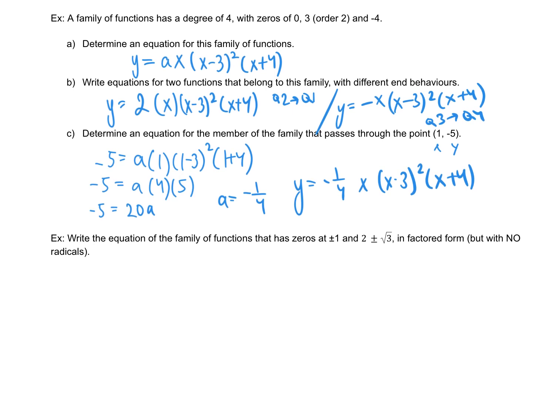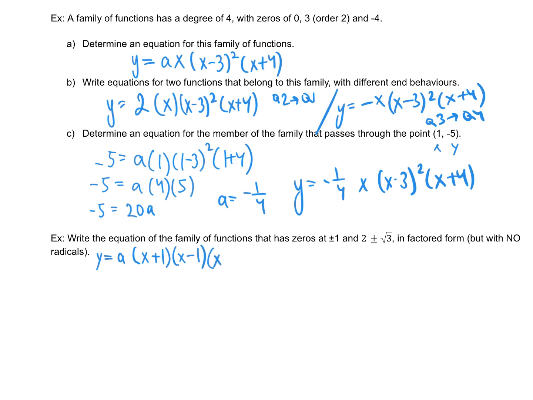Write the equation of the family of functions that has zeros at +1 and -1 and 2 plus or minus root 3 in factored form, but with no radicals. Okay, so let's begin. y equals a, because we're doing a family member. My zeros are plus or minus 1, so if the first zero is at -1, here it is. The second is at +1, here it is. Now for the other one, it's a little fancier, but same thing.